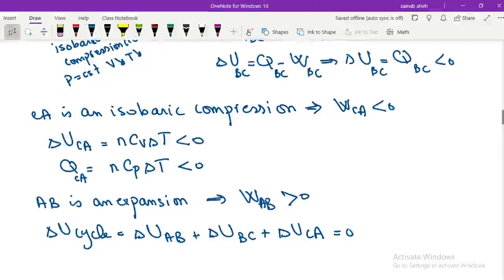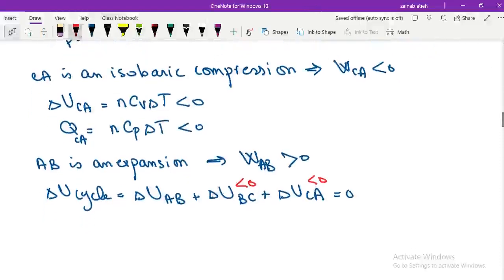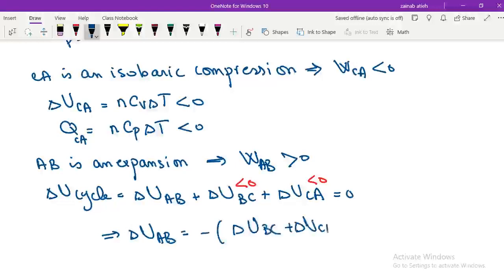Now we have already shown that delta U for BC is negative. This one is negative. And for delta U_CA, it's already shown to be negative. So for sure, delta U_AB must be positive. I will allow you to see how. So this implies delta U_AB is equal to minus the sum of delta U_BC plus delta U_CA, because delta U_BC and delta U_CA are both of them negative. So I will get this positive.